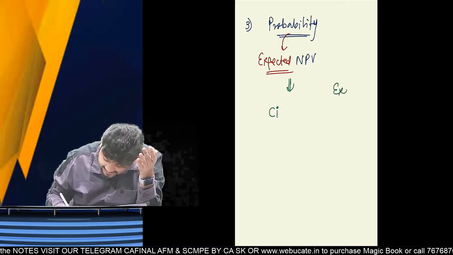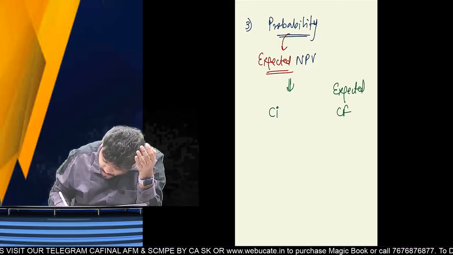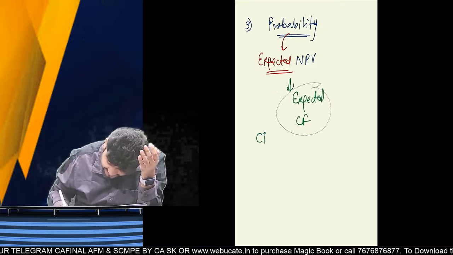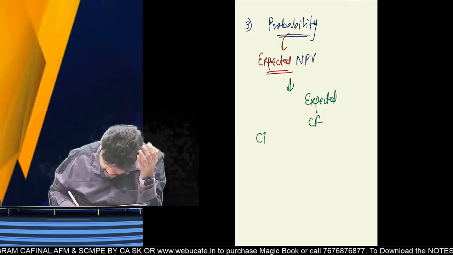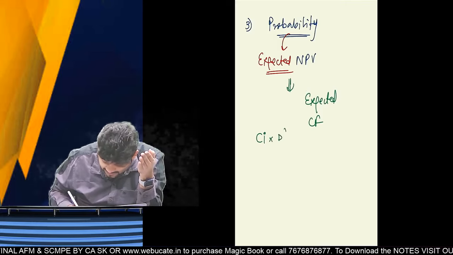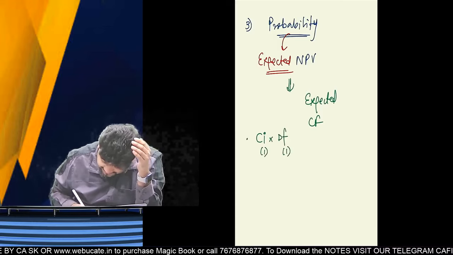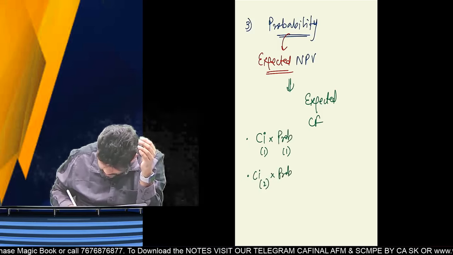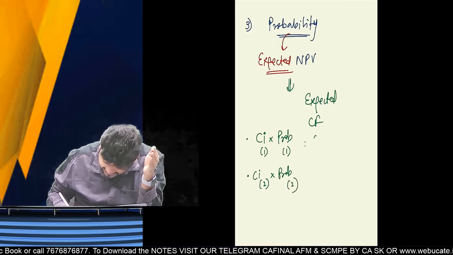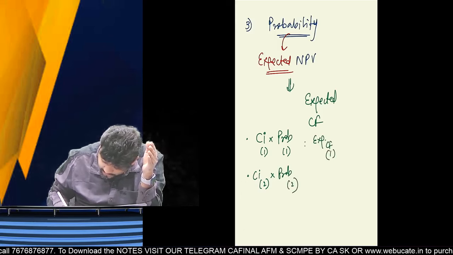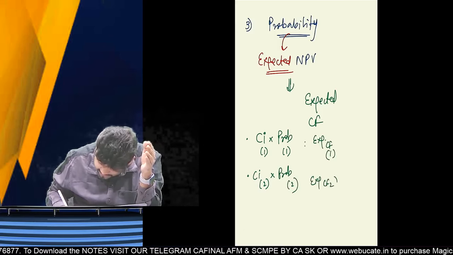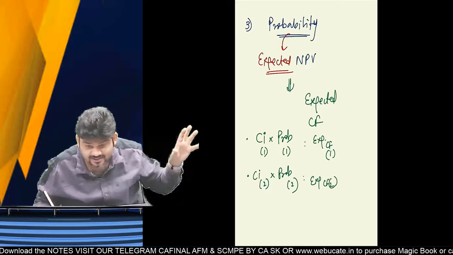Now they will want you to calculate the expected cash flows. How do you calculate the expected cash flows? Cash inflows multiplied by probability. So cash inflow of first year multiplied by first year probability. Cash inflow of second year multiplied by second year probability. This way we will get expected cash flow 1, expected cash flow 2. Are we understanding?